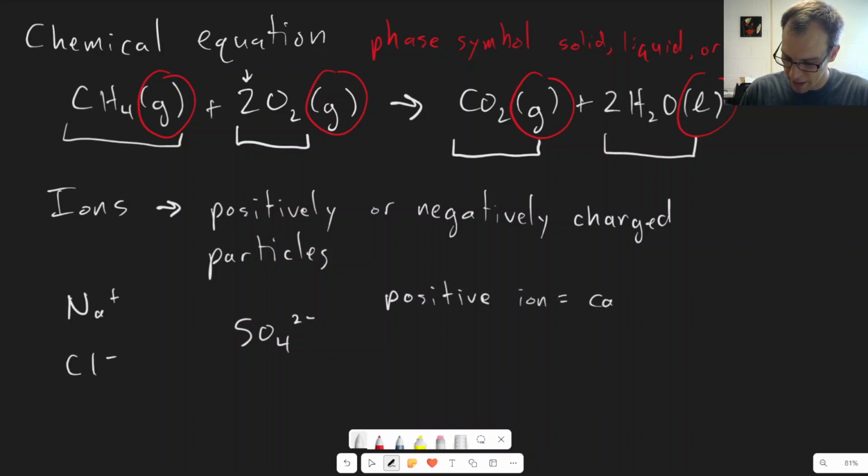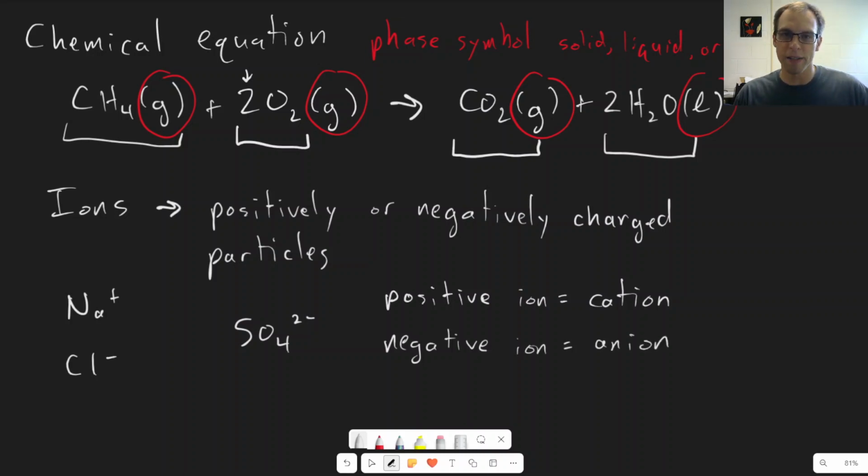One last terminology thing is that a positive ion we call a cation, and a negative ion we call an anion. That's just so we don't have to say positive and negative all the time when we're trying to figure out which one they belong to.